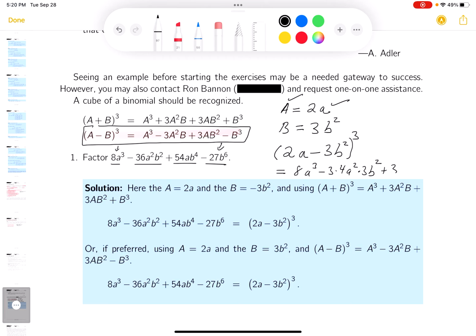Plus 3, and again, I'm just seeing if it works. 3 times A. What's A? When I say A, the big A. I keep saying that, right? It's going to be 2A. And then what would B squared be? What's B squared? 9B^4. And then minus B cubed. What's minus B cubed? Well, that's not so bad. It's 27B^6.